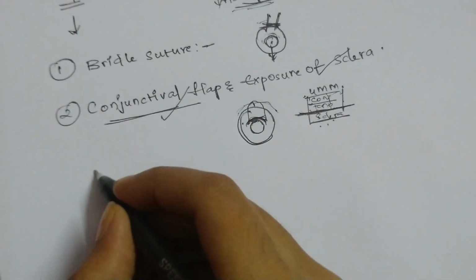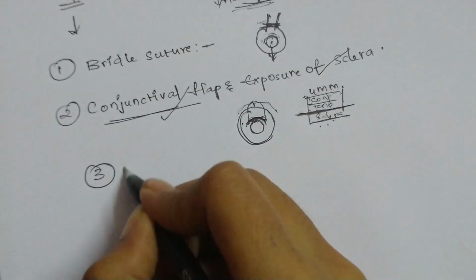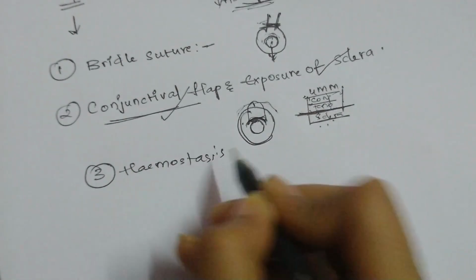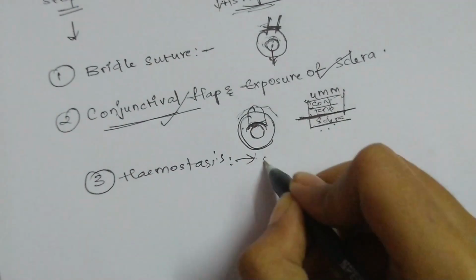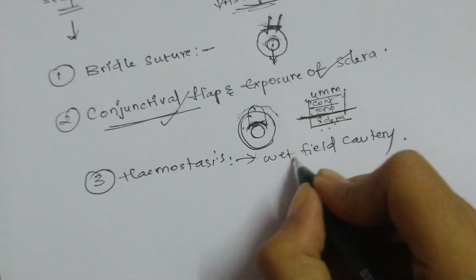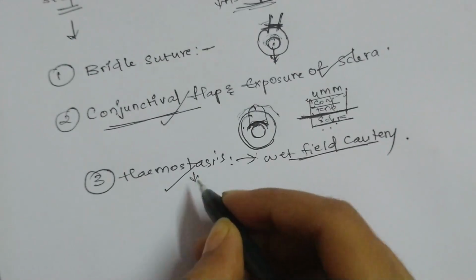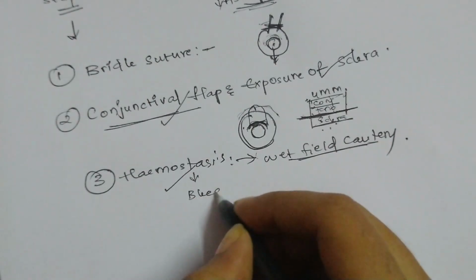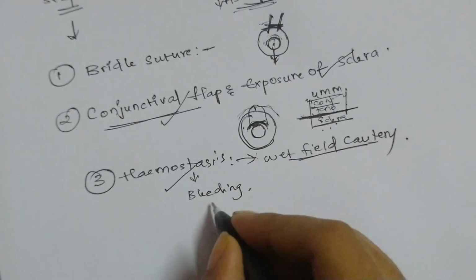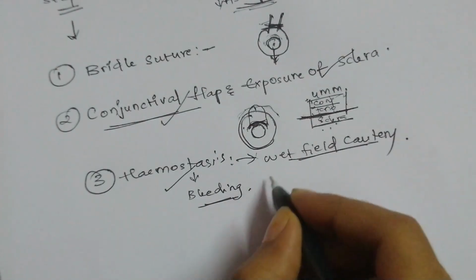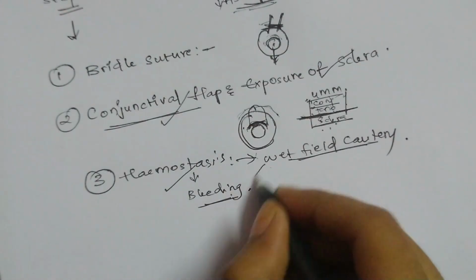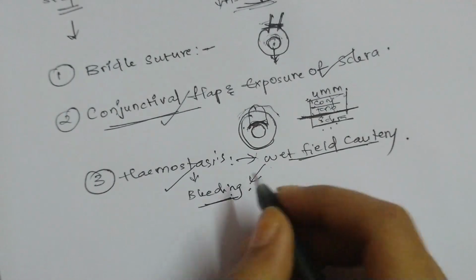And now the third step is hemostasis. It can be achieved through wet field cautery. We apply this wet field cautery to achieve hemostasis. What is hemostasis? If there is bleeding, we have to stop this bleeding, and we do this by wet field cautery.